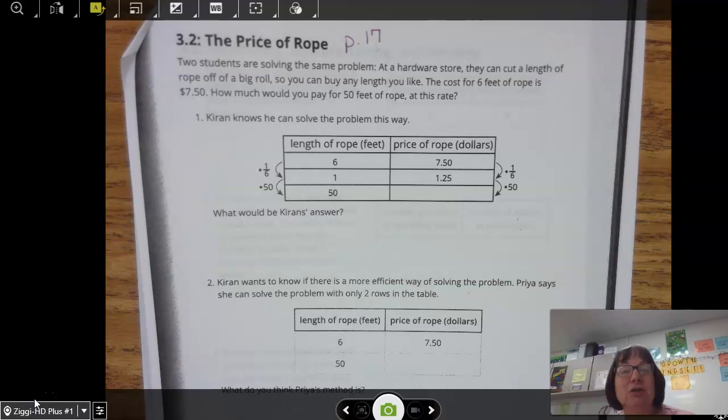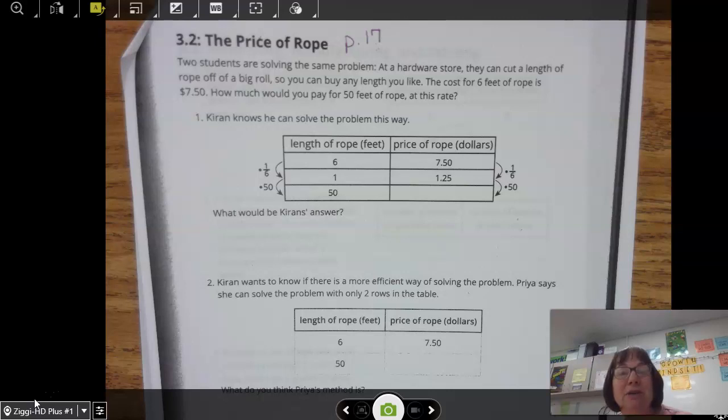So it says that two students are solving the same problem. At a hardware store they can cut a length of rope off of a big roll, so you can buy any length you like. The cost for 6 feet of rope is $7.50. How much would you pay for 50 feet of rope at this rate?